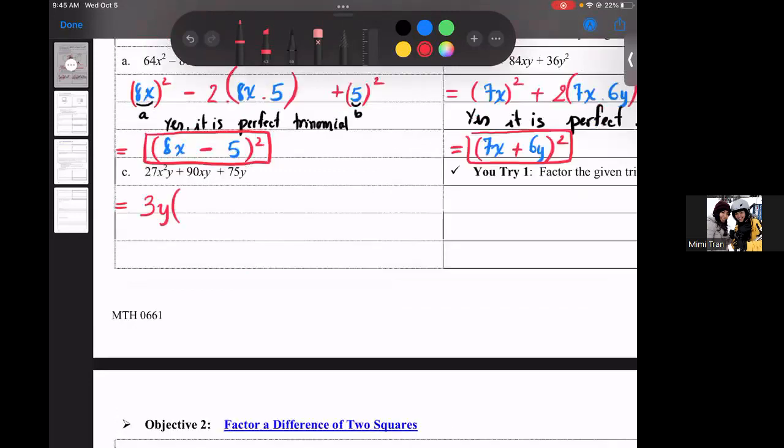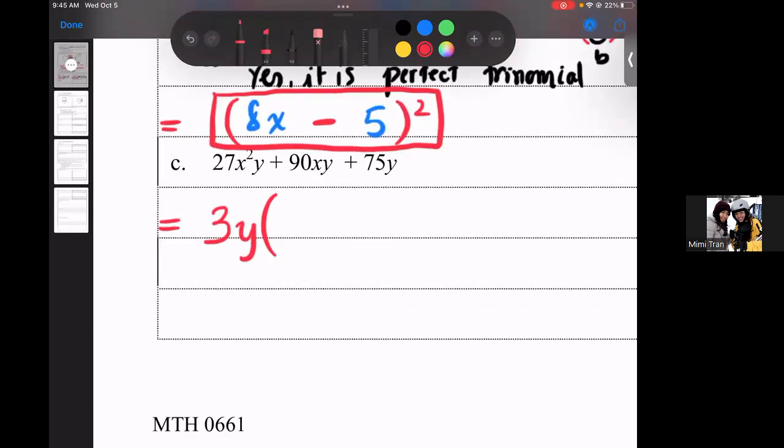Let's see. Yeah, 27 divided by 3 is 9. And then there's the x squared. And then y divided by y is 1, so we're not going to write it. Then the second term: 90 divided by 3 is 30, so 30x. And then the last one, 75 divided by 3 is 25. That's it, right?